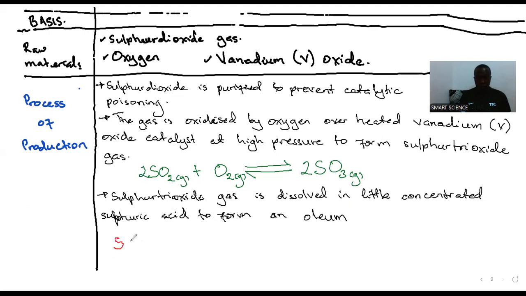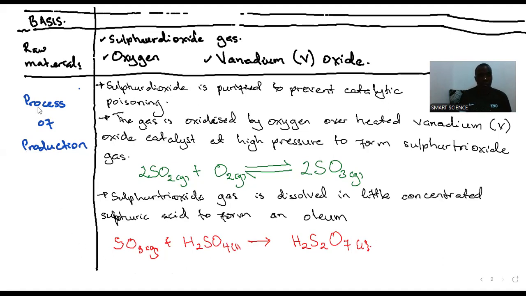So if I have sulfur trioxide, which is a gas, and I dissolve it in sulfuric acid, which is concentrated sulfuric acid, which is a liquid, I form an oleum, which is also equally liquid.